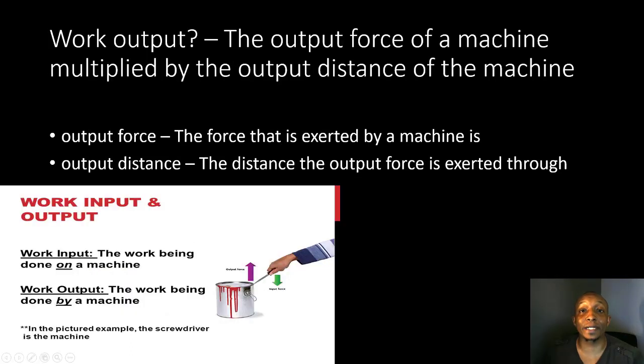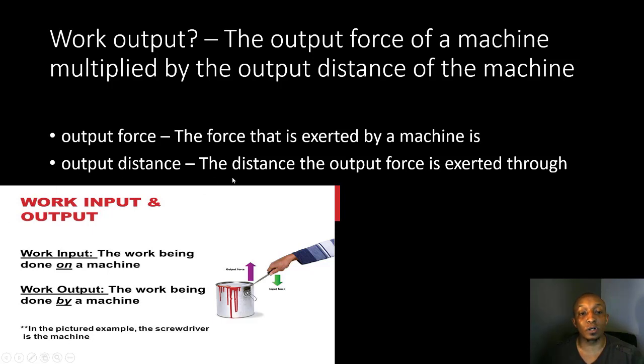Now let's take a look at work output. And that's going to be the output force of a machine multiplied by the output distance of the machine. And our output force is going to be the force that is exerted by a machine. And the output distance is going to be the distance the output force is exerted through.